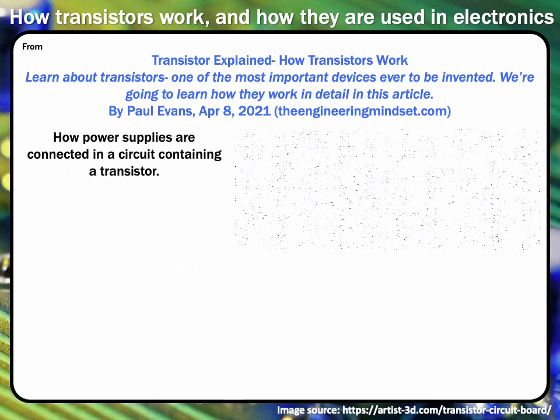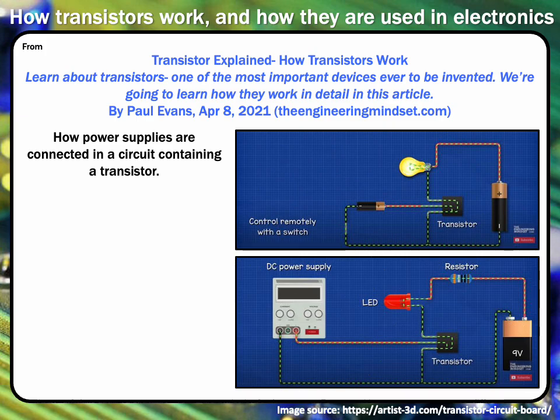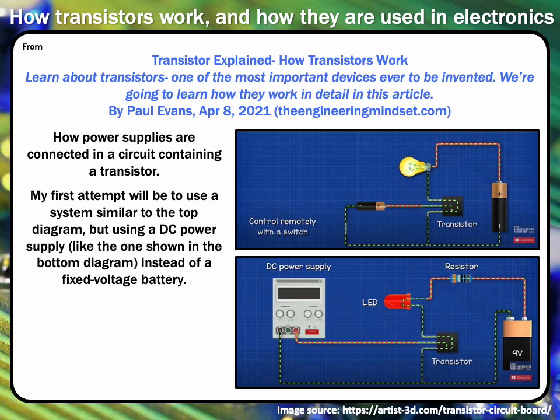These are just a couple of diagrams showing how you connect power supplies to a transistor and a simple device like a light bulb. I'm using sort of a combination of these two diagrams. In the top diagram, it shows a battery, and the bottom, it shows a battery and a controllable power supply that allows direct current to pass through the circuit. So I'm going to be using a direct current power supply to both power the light bulb and to power the transistor.